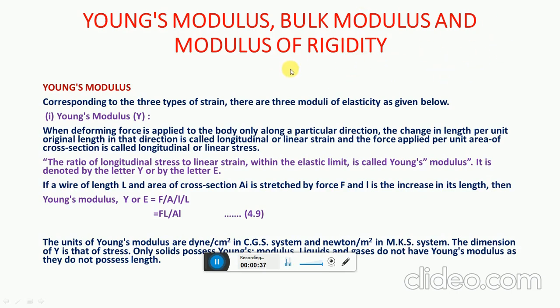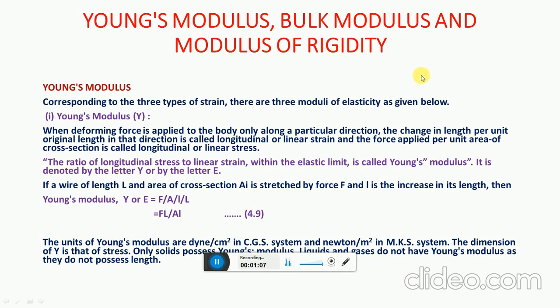Before starting this particular point, we know that there are three types of moduli, and therefore there are three types of strain and stress. Therefore there are three types of moduli, and we start from Young's modulus. As we consider these three moduli, first of all we concentrate on longitudinal strain and longitudinal stress.